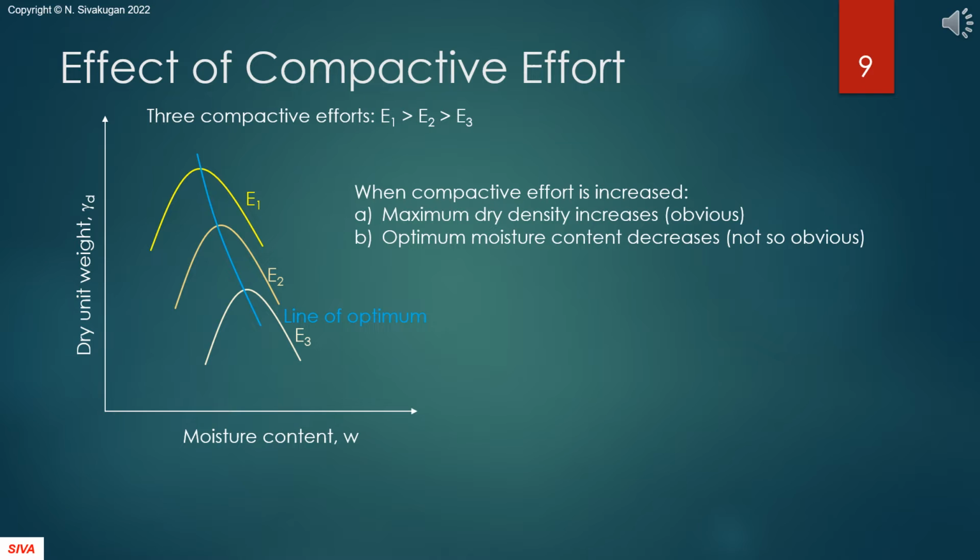Let's see what happens when we increase the compactive effort. Here, we try 3 different compactive efforts on the same soil and see that the compaction curve moves upwards and to the left when the compactive effort is increased. That means, with increasing compactive effort, the maximum dry density increases and the optimum moisture content decreases.